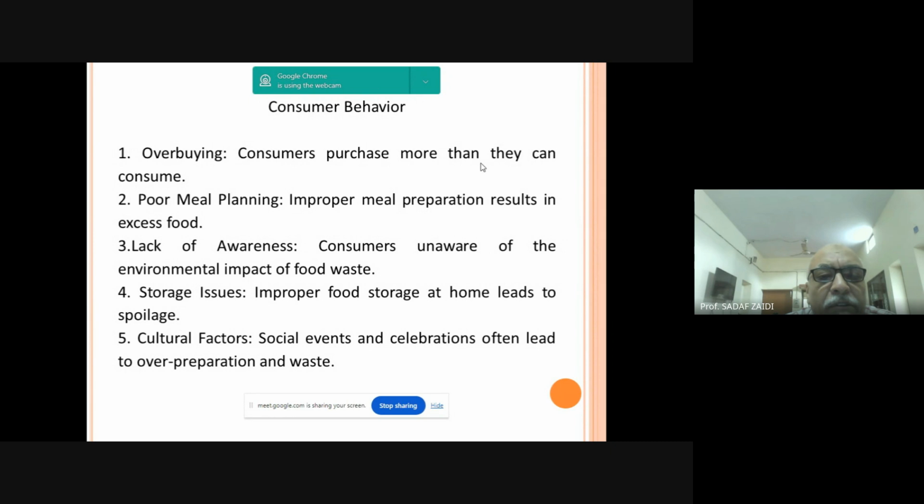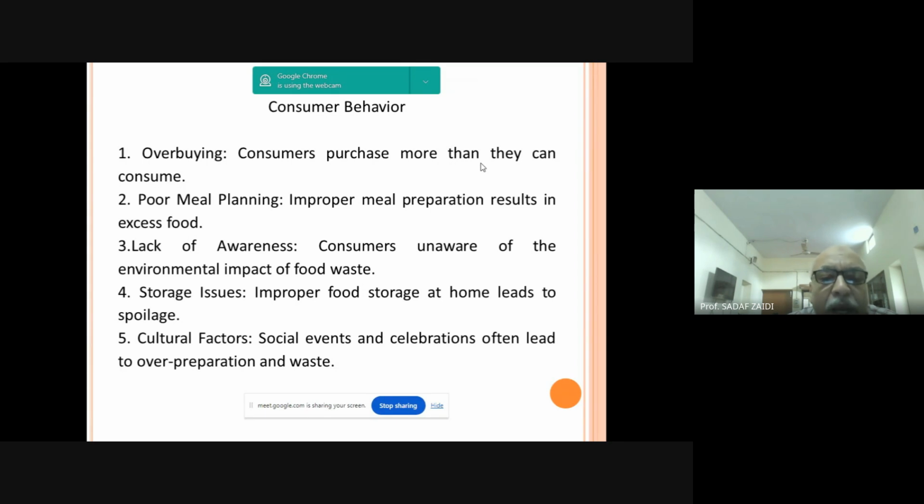Then consumer behavior. Consumer behavior क्या है, हम आप कंज्यूमर हैं, तो हमारा ओवर बाइंग का बिहेवियर है. जितना हमको जरूरत नहीं है हम उससे ज्यादा ले आते हैं. प्रॉपर मील प्लानिंग नहीं करते हैं, जो एक्सेस फूड बन जाता है कि घर में 2 लोग हैं और बना लिया 4 लोगों के लिए, तो बाकी जो जाएगा वो it will go as waste.